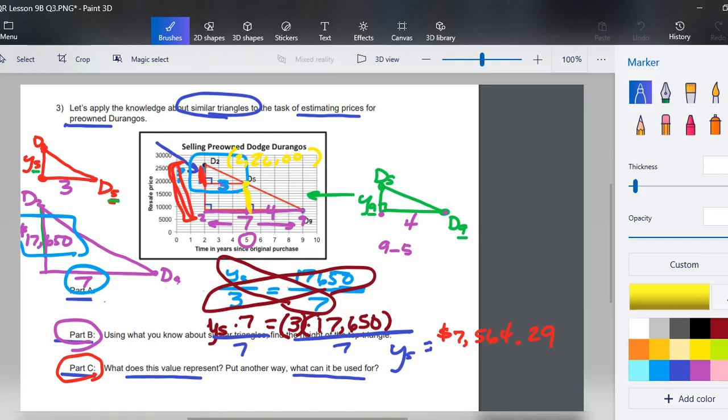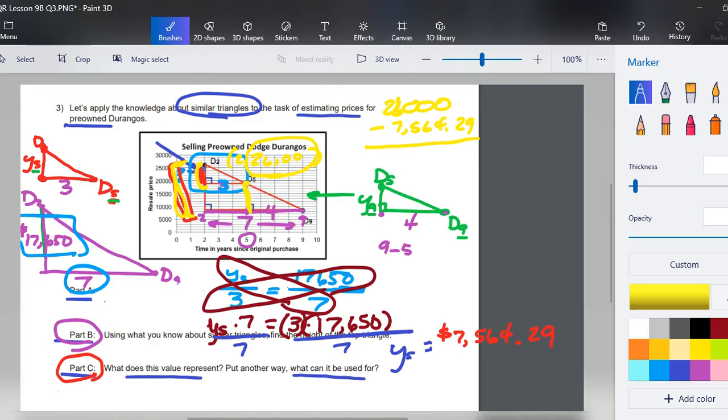Well, year 5's price is right here. If I know the entire height of this triangle, and I now know this little sliver here, all I need to do is subtract. I'm going to take my price at $26,000 at year 2. I'm going to subtract this amount that we just found, $7,564.29, and I'm going to have the leftover height for the price of the vehicle at year 5.